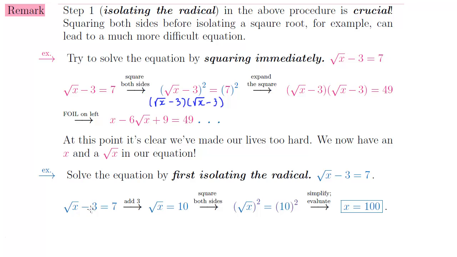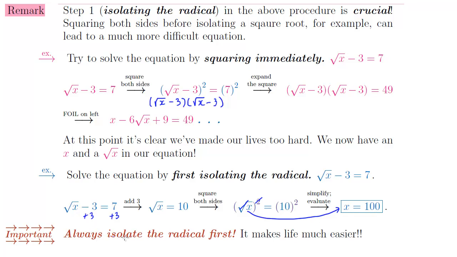Let's add this 3 to isolate the square root. Plus 3, plus 3. Now this same equation just became very straightforward. It now says root x equals 10. Squaring both sides of that gives you that x equals 100. Right, because the root and the square here will go away and leave you with just x, and 10 squared is 100.